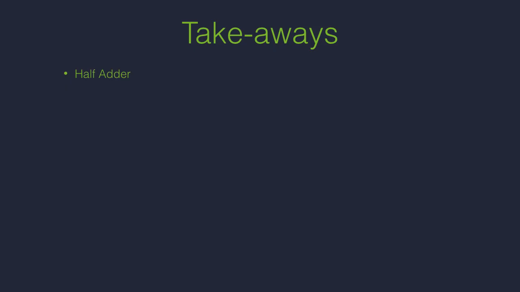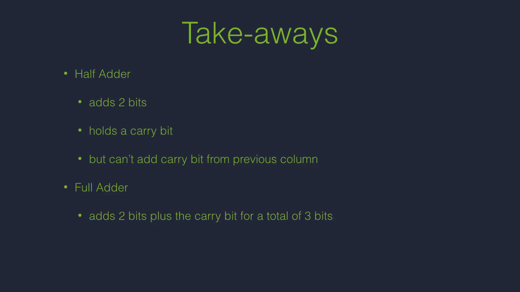So what are our takeaways? For the half adder, we can add 2 bits. It holds a carry bit, but can't add the carry bit from the previous column. So that's why we need a full adder. And the full adder actually consists of 2 half adders and an OR gate. It adds 2 bits plus the carry bit from the previous column for a total of 3 bits. That's what it can add. It's capable of adding that previous column.